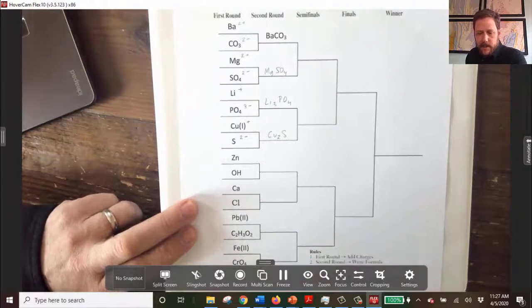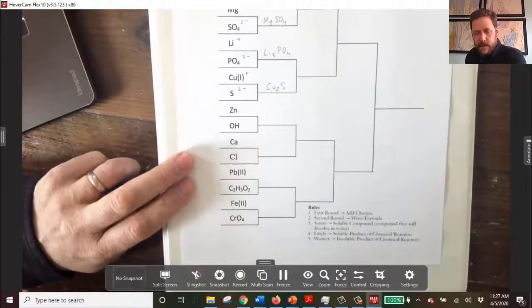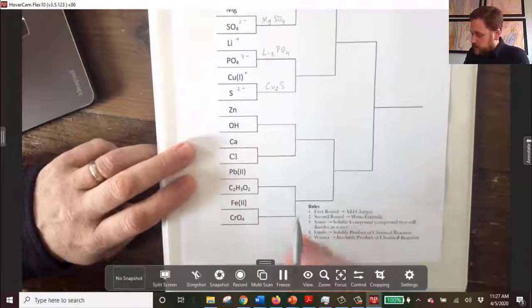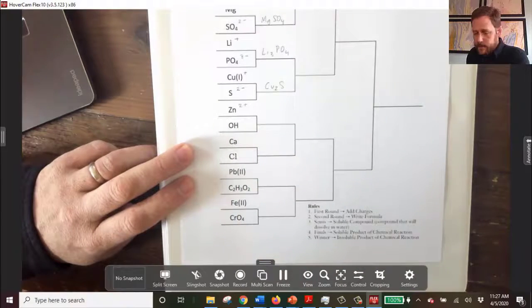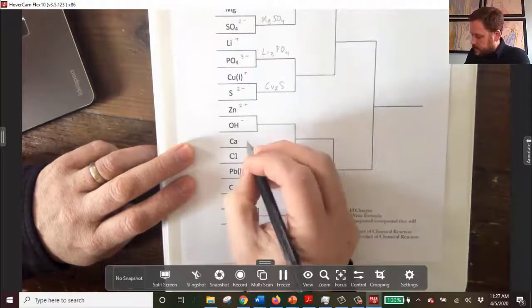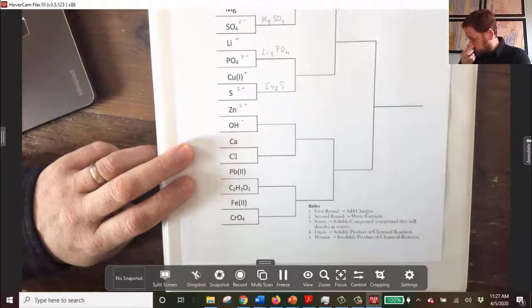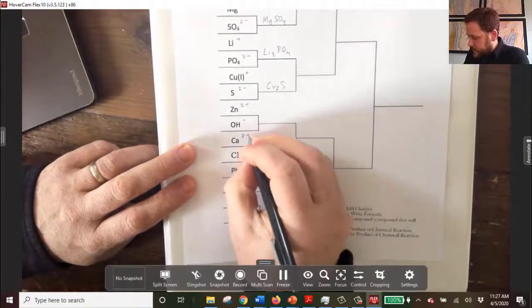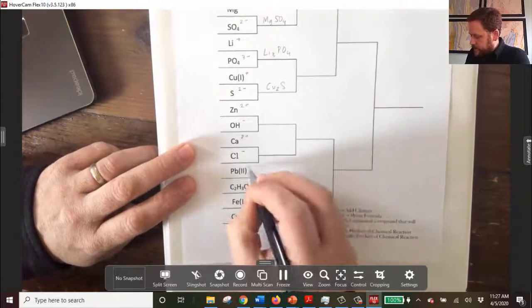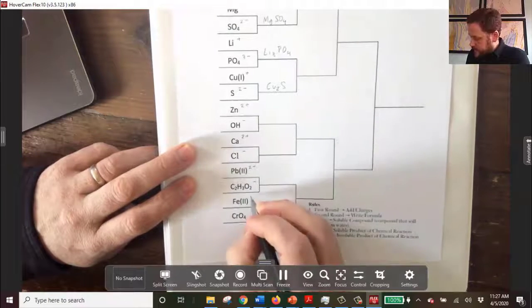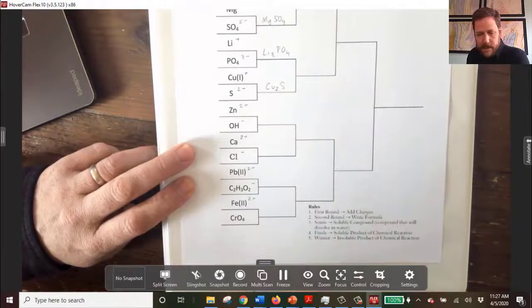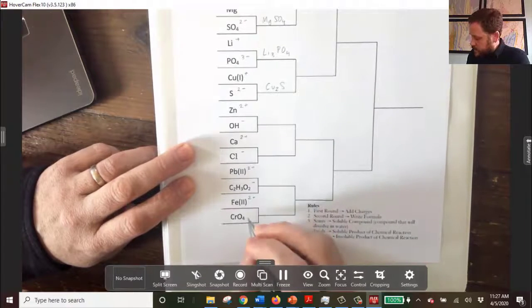Let's go ahead and look at the second half of the bracket. I'm going to add charges here to each of these. Zinc, you might remember, is one of those transition metals which always has a preferred charge, a +2, and hydroxide is a -1 anion. Calcium is always a +2 cation, chloride is -1. This is a lead 2 ion, this is the acetate anion. This Roman numeral is telling me we're talking about iron 2, and the chromate anion is -2.